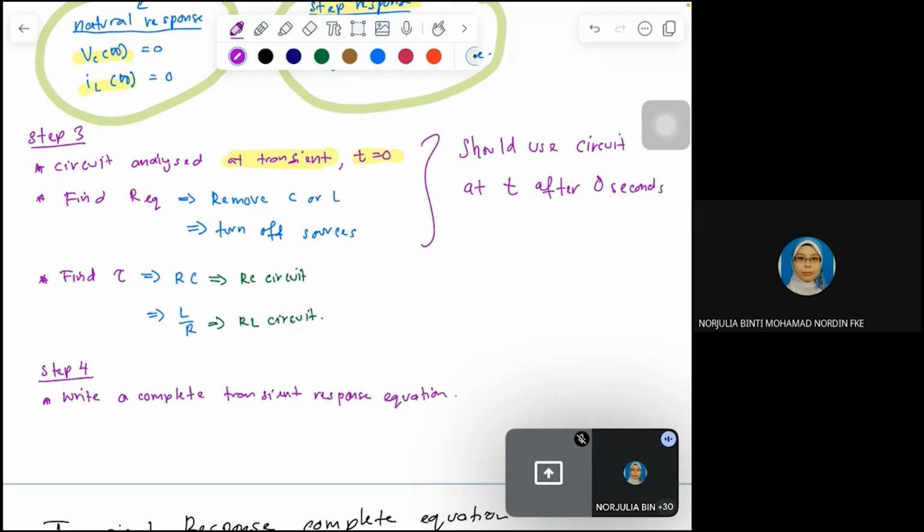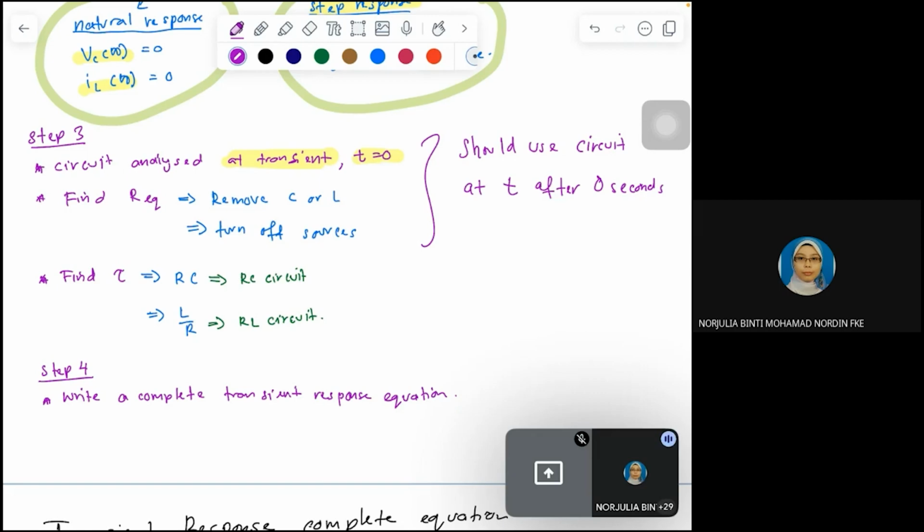Okay. And then after finding the R equivalent, the next parameter that you need to determine is the tau. The name of tau is a time constant. For an RC circuit, the time constant equation is R times C. And for an RL circuit, the time constant equation is L divided by R equivalent. All right. And the unit of the time constant is seconds.